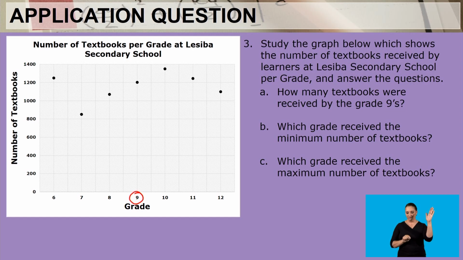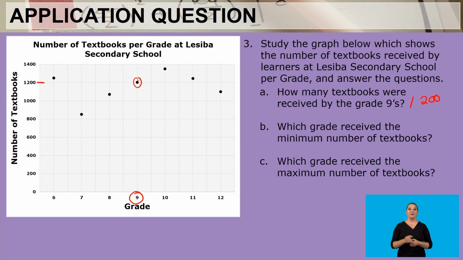Now, the grades have been represented here horizontally. So we are going to go to the grade 9s and move up to see how many textbooks were received by the grade 9s. We can see there is the point representing the grade 9s. And when we move over to the number of textbooks, we can see that the grade 9s received 1,200 textbooks. Let's go to the next question.